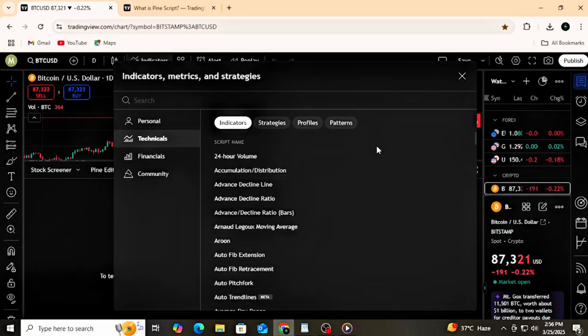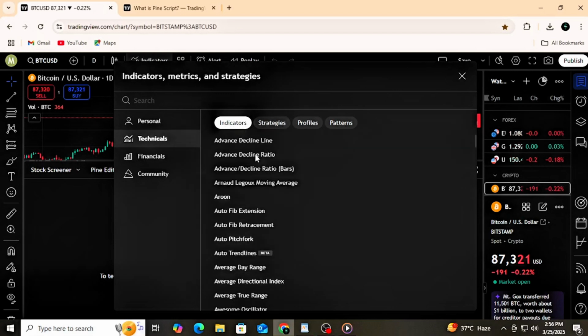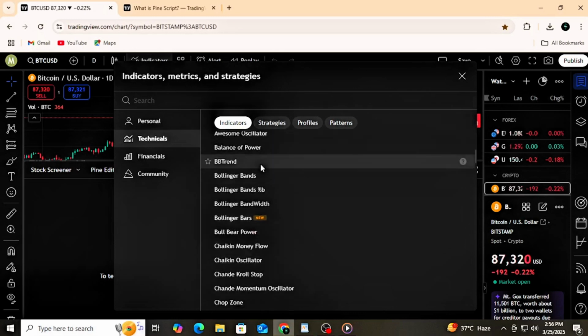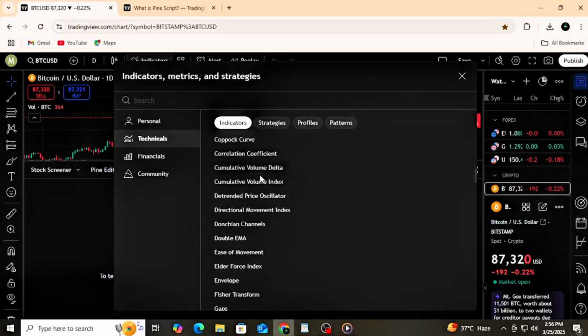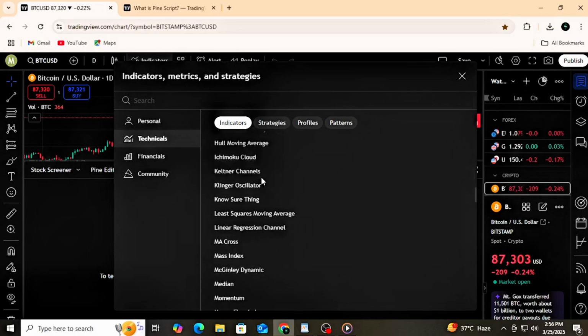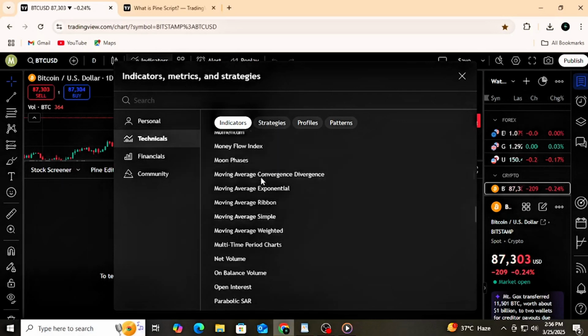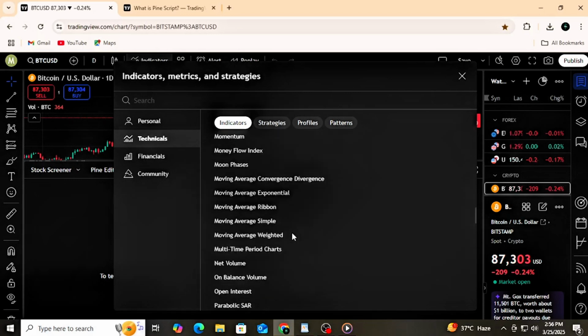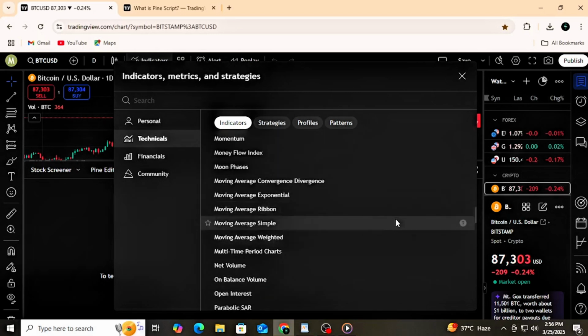PineScript has two primary types of scripts: indicators and strategies. Indicators are used for technical analysis, helping traders visualize data on the chart and identify potential trading opportunities. They display useful information such as trend direction, momentum, volatility, and market conditions. Commonly used indicators include moving averages, the Relative Strength Index (RSI), the Moving Average Convergence Divergence (MACD), and Bollinger Bands.